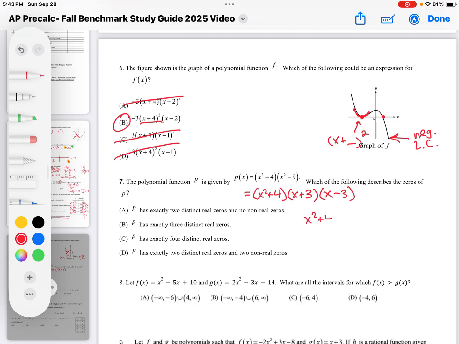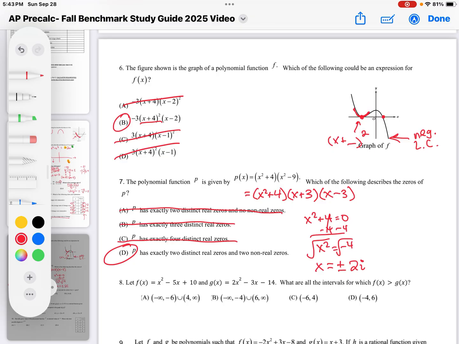X squared plus 4 equals 0. Subtract 4 on both sides. Take the square root, and since I'm taking the square root of a negative number, I'm going to have plus or minus 2i. It's going to be imaginary. That right there tells me I have two non-real zeros. Okay, so looking at my answer choices, I can eliminate A, I can eliminate B, and I can eliminate C, which means it has to be D.